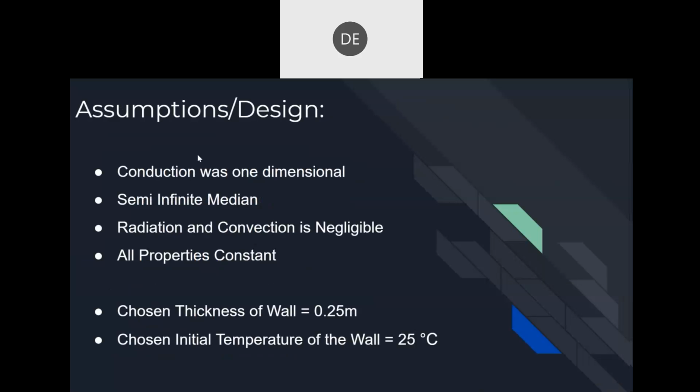So some assumptions that we made when we were solving this problem: one of them was that the conduction was one-dimensional. For this case, we only looked at the x direction, neglecting the y and z directions. We also assumed it was a semi-infinite medium. We neglected radiation and convection, and also assumed all properties were constant throughout. Also, for the design, we did assume some dimensions of this firewall. We assumed that the thickness of the wall was 0.25 meters. So basically, we're going to test to see if this thickness would work later on in the problem. And we chose an initial temperature of the wall to be 25 degrees Celsius.